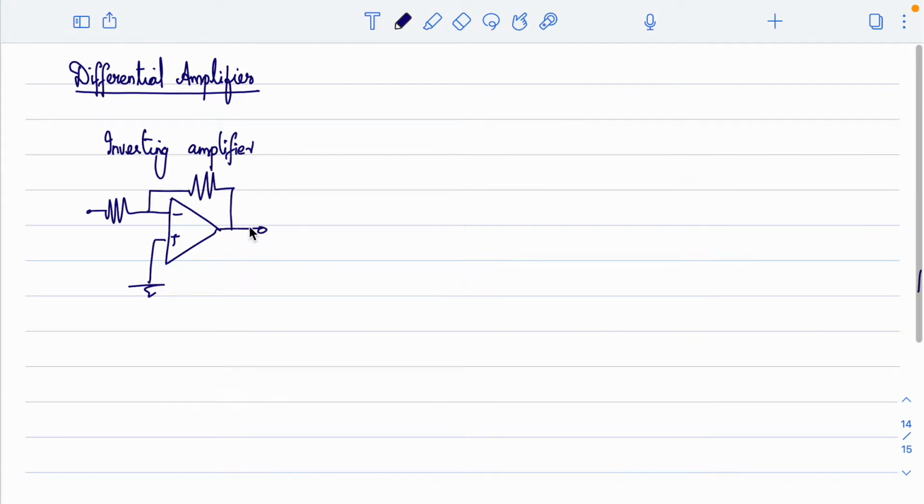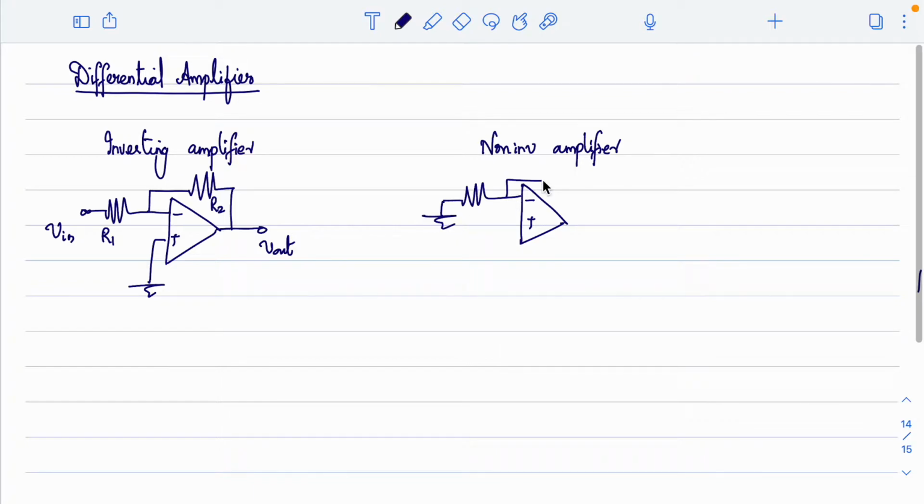this is how we connect it. So this is V in, this is V out, this is R1 and R2. This is inverting amplifier, and the other configuration we learned is non-inverting amplifier, where this is how we provide input to a non-inverting amplifier. This is V in, V out, this is R1 and this is R2.